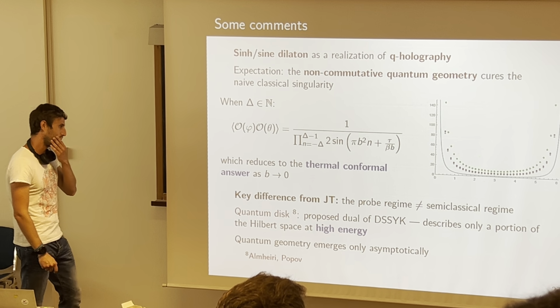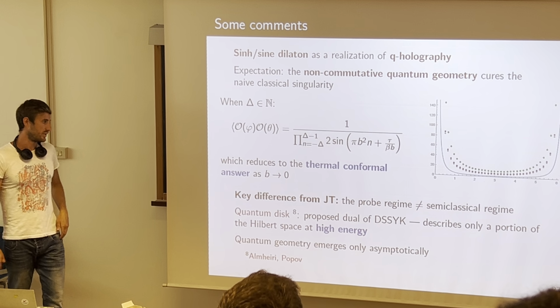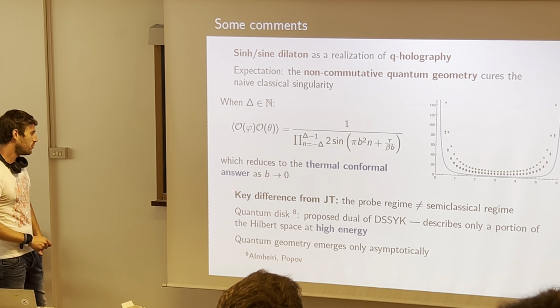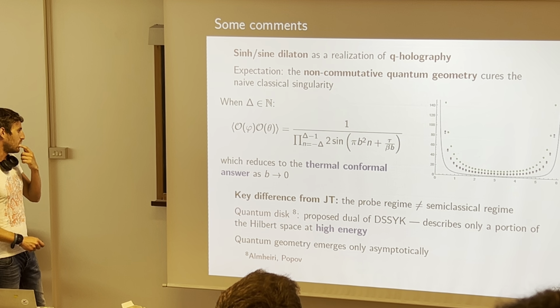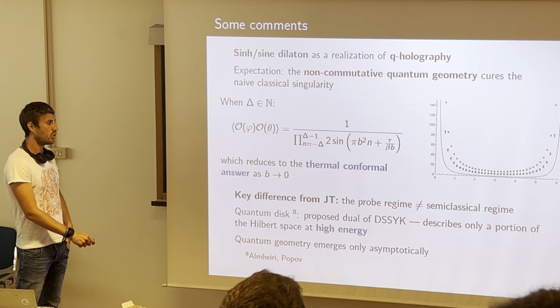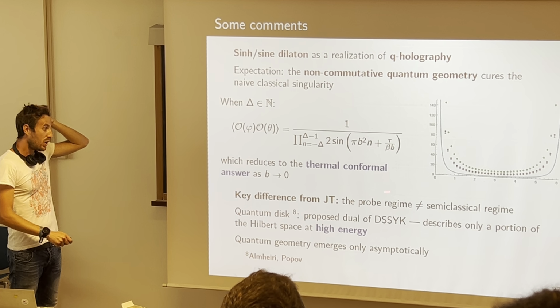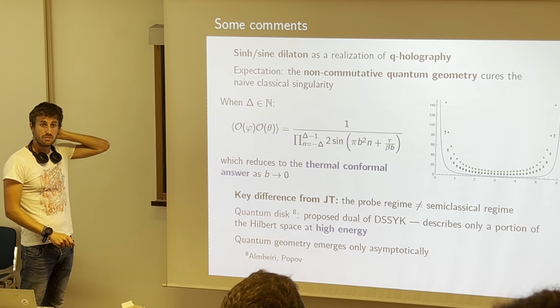So what's the conclusion? We are still working on that, but we are basically observing that unlike in JT gravity, where this probe regime, so sending a small probe with a large black hole energy, would correspond to a semi-classical regime, right?